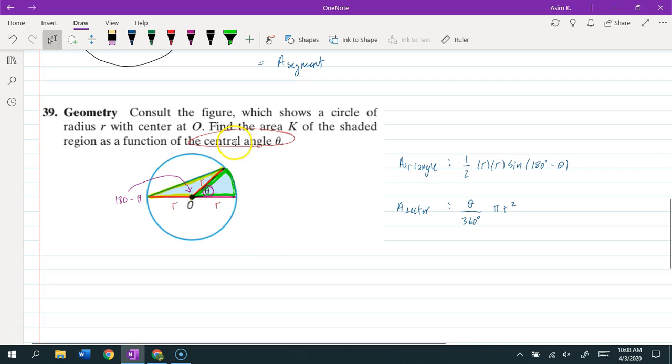The problem wanted to find the area of the shaded region as a function of the central angle. So now we can write down an equation for K, which is area. That's essentially the area of the triangle plus the area of the sector, which is going to be K is equal to 1/2 r squared sine of (180 minus theta) in degrees plus theta over 360 degrees times pi r squared. Now, if you were to look in the answer key, it might look a little bit different, but that's not something we're necessarily concerned about. What's important is we've got a formula that actually works for us.